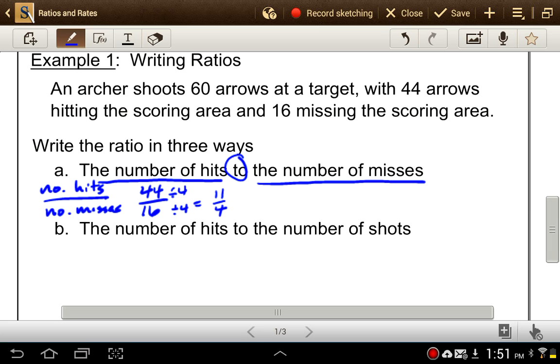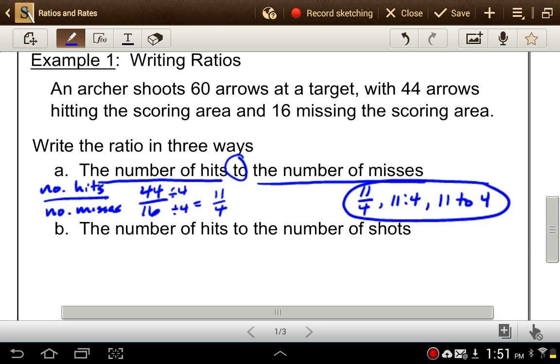Now it does tell me to write it in the three different ways. So the three different ways are my three different forms. So I have a fraction, I have with a colon, or I have with the word to. Now they're all read the same way, 11 to 4. 11 goes on top or is first because that was my hits. The 4 goes on bottom or is on the right because that was my misses. Okay? And those are my three different ways I can write it.